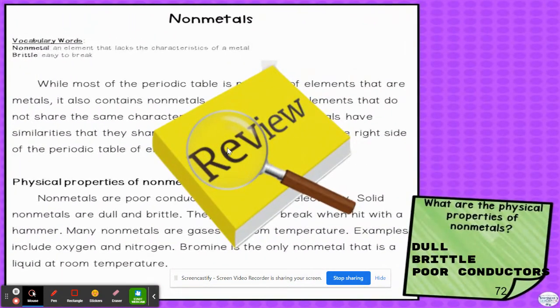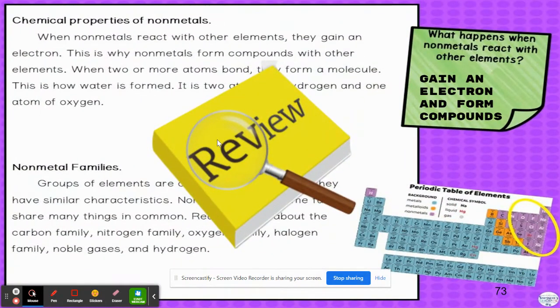Looking at nonmetals, physical properties are they're dull. Metals were shiny; nonmetals are dull. Nonmetals are also brittle and poor conductors of heat and electricity. What happens when nonmetals react? They gain an electron and form compounds. Again, these nonmetals are circled over in the upper right-hand side of the periodic table.